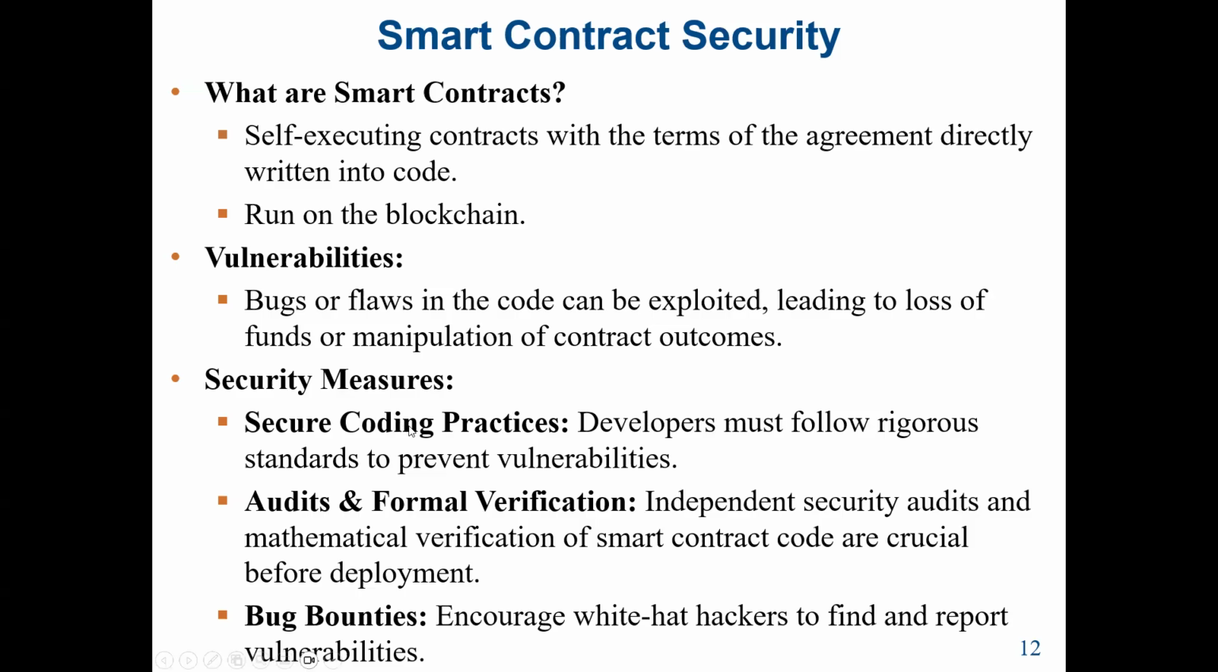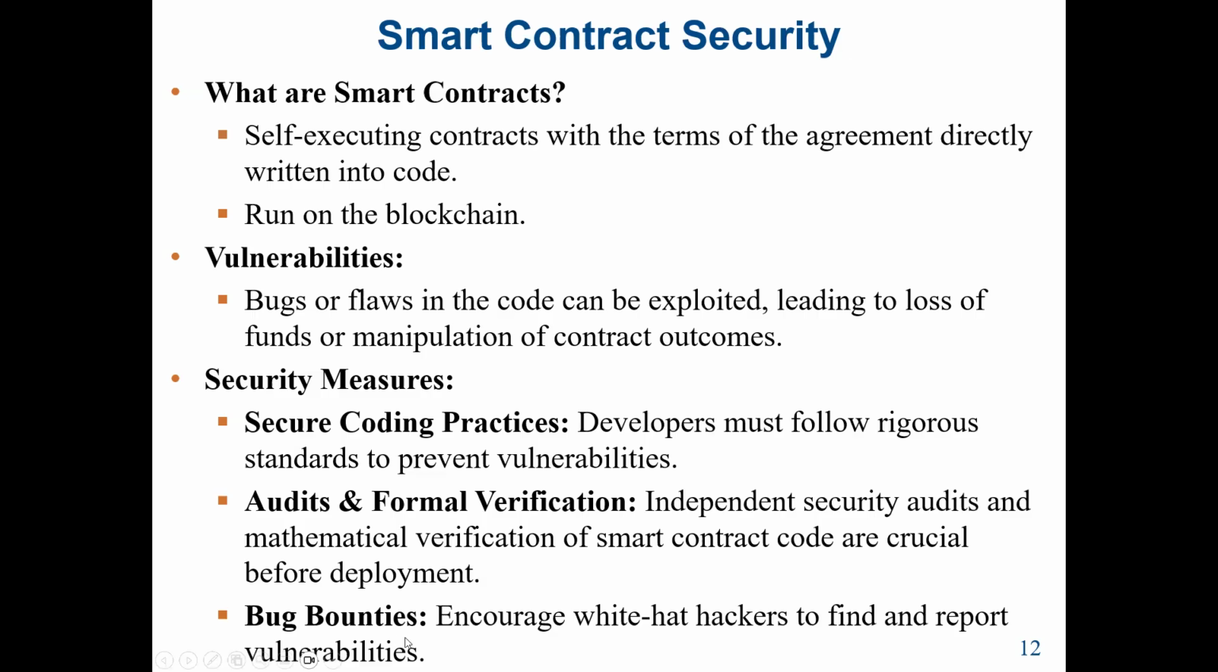So next are the security measures. First, secure coding practices. Developers must adhere to rigorous secure coding standards, using established patterns and avoiding common pitfalls. Also, audits and formal verification. Independent third-party security firms may review smart contract code to identify and rectify vulnerabilities before deployment. This is a very critical step for any significant smart contract project. Then we have formal verification, a more rigorous, mathematical approach to proving the correctness of code and the absence of bugs.